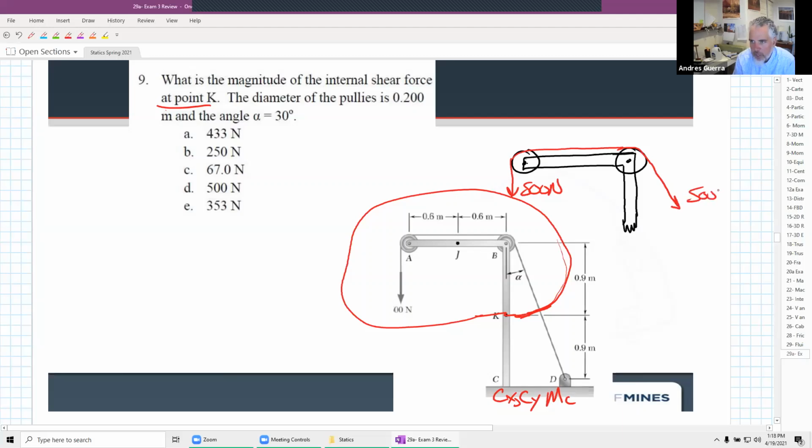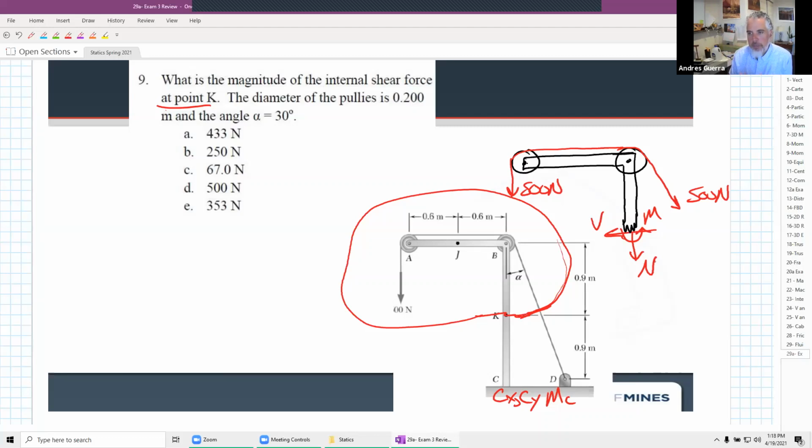So there's another 500 newtons there. And then at K, we're going to have our V and M. In this one, we defined our positive sign convention on internal forces. Really, a lot of it's based on the top and the bottom of the member there. Notice that it's not asking you for the sign on this one, so you don't have to worry.